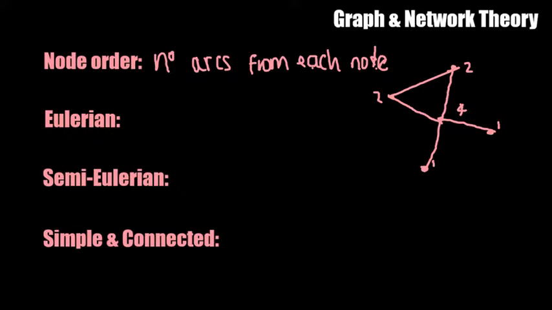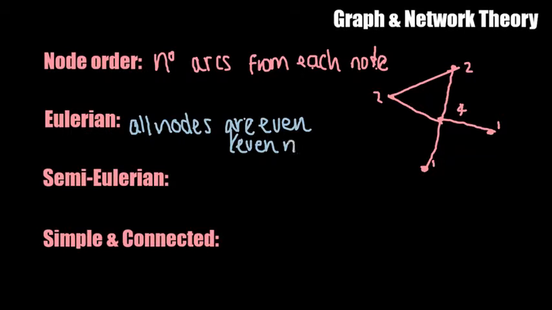Eulerian then is the types of graphs where all of the nodes are even. So all nodes must have an even node order. So that means that our graph at the moment, the one that I've just drawn, isn't Eulerian. But I could add a single arc and I could make it Eulerian. So if I add in an arc here, this node goes to node order 2, so does this one. I've got 2, 2, 4, 2, 2, all of them are even, and so now I have an Eulerian graph.